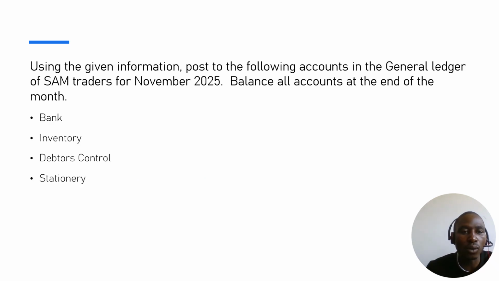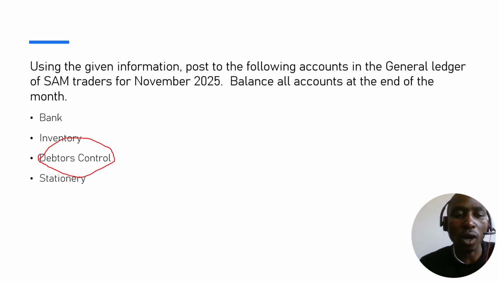Now let's go to debtors control. How do we do debtors control? Now, the first thing that you should ask yourself is, what type of account is debtors control? It is an asset, and so it means it increases on the debit side and decreases on the credit side. So now let's go and do our debtors control.